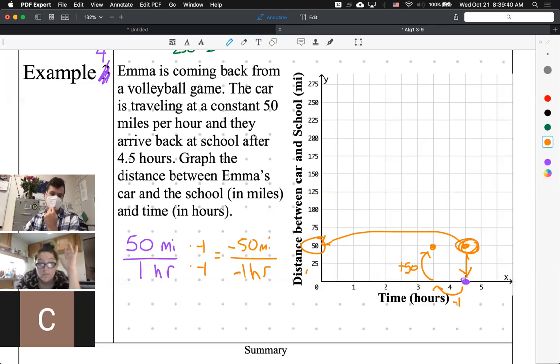Okay, yeah, so that's a way to interpret that point, but that isn't what's happening in this scenario, right? Because after 4.5 hours, I'm actually at the school. My distance between the school and the car should be 0. So this actually is not a correct point. Okay. Yeah, I see Yesenia with your hand raised. Yeah, go for it, Yesenia.